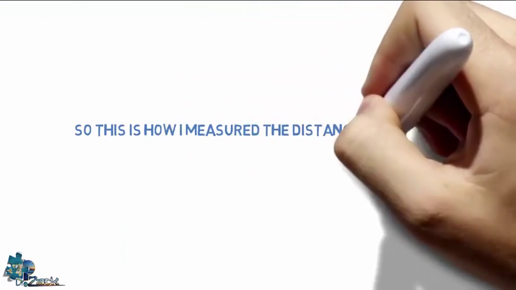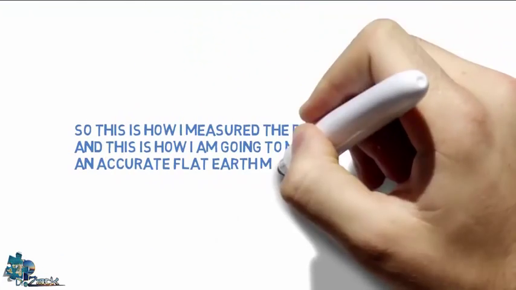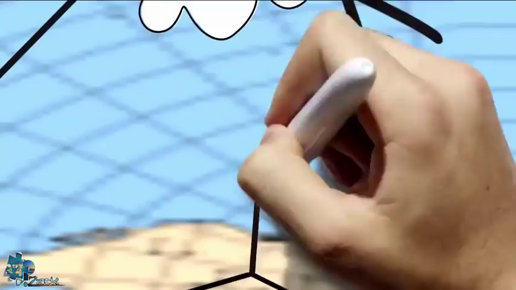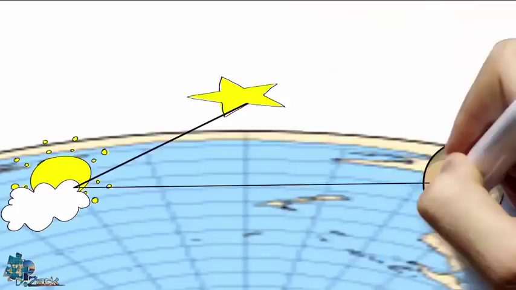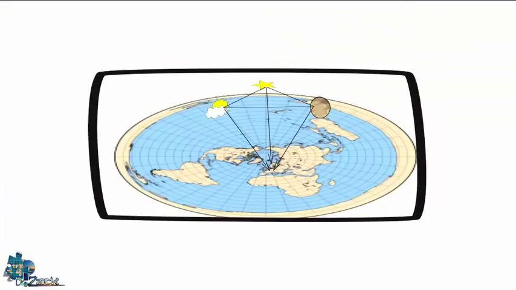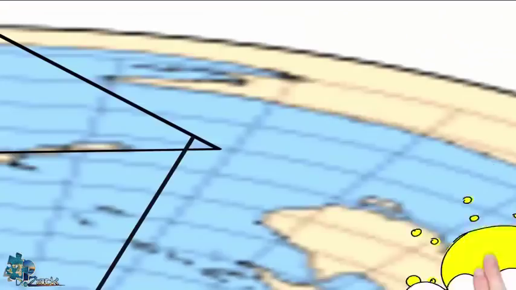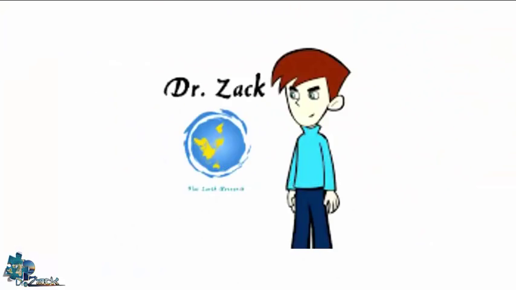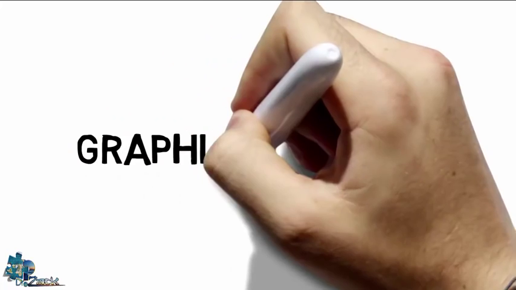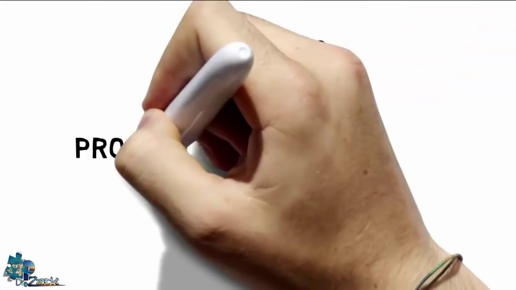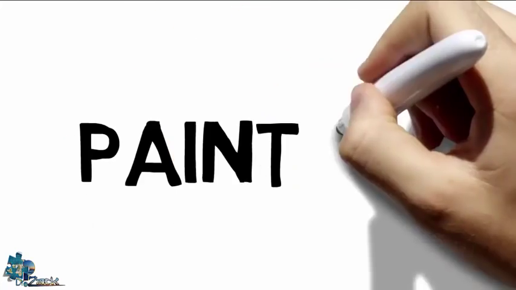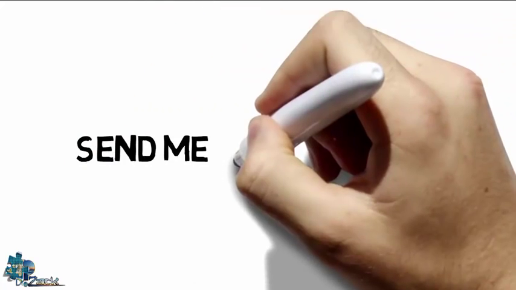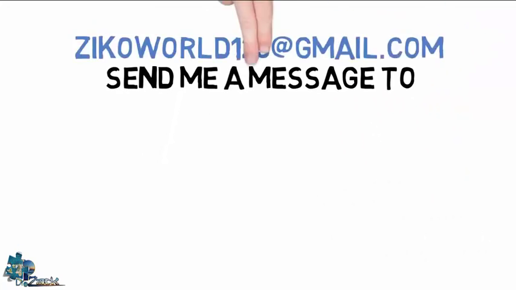So this is how I measure the distance to the sun, and this is how I'm gonna make an accurate flat earth map. The way we triangulate to the sun from 3 cities on the earth is the same way we are going to triangulate a city from 3 lights in the sky, or from 3 positions of the sun. And in my next videos, I'm gonna explain this better because I'm gonna need a lot of help from everyone, especially graphic designers, architects, professional video makers, and even painters. So anyone who has a better idea how to draw a real flat earth map, please send me a message to this email.